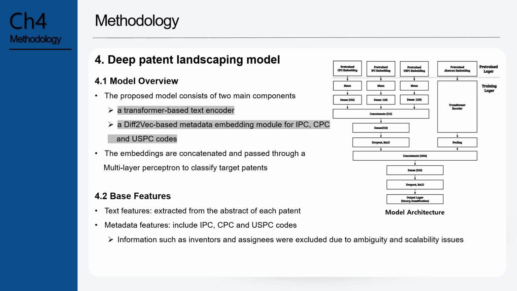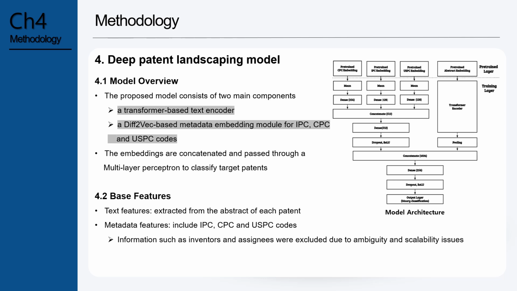After creating the text and metadata embeddings, the model combines them into one vector. This vector goes into a multi-layer perceptron, which is a simple neural network. The network decides if the patent is related to the target topic or not. The input features come from two sources. The text features come from the abstract and the metadata features come from the classification codes.